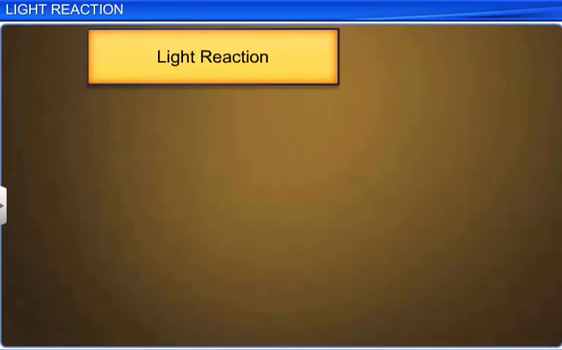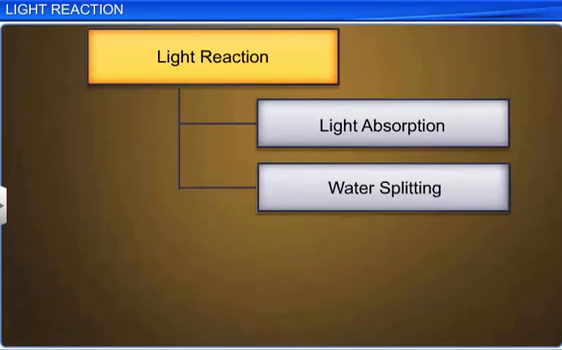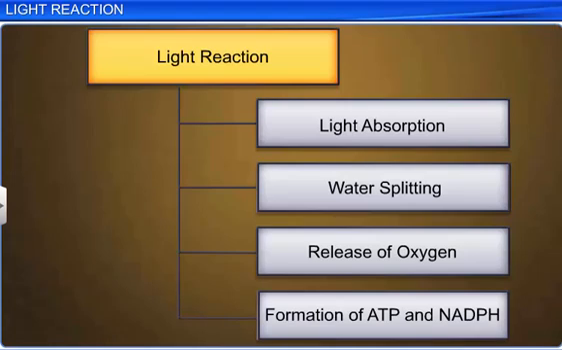Light reaction consists of the following four stages: light absorption, water splitting, release of oxygen, and formation of high-energy intermediates ATP and NADPH.